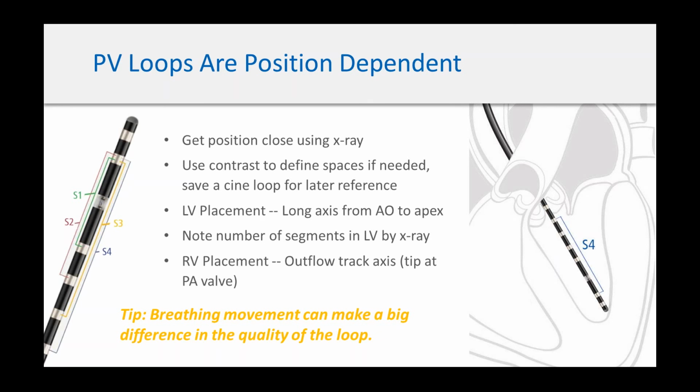We find that breathing movement can make a big difference in the quality of loop, so we'll suspend respiration when we do our IVCs. And sometimes if you're just really frustrated and nothing looks quite right, just shut off the ventilator and see what happens with the quality of loop. I think you'll be surprised that all of a sudden the loops come into really nice shape and you're doing very well.